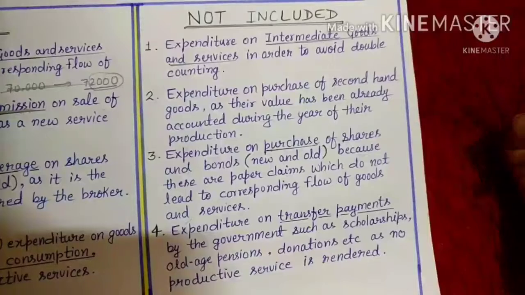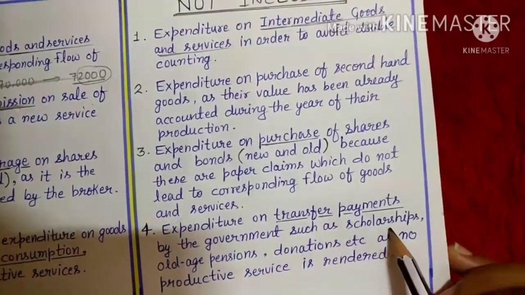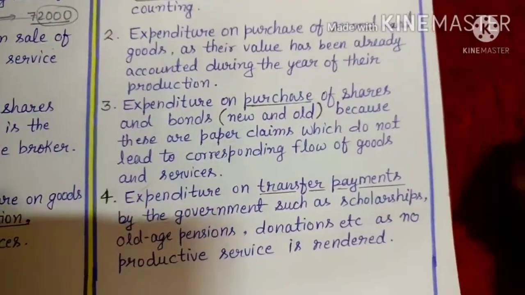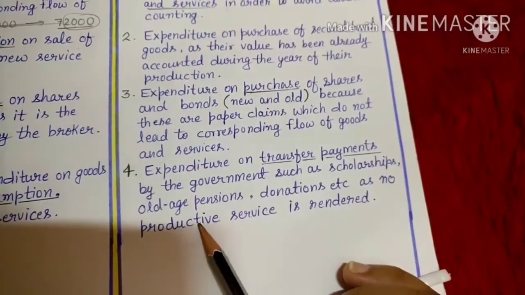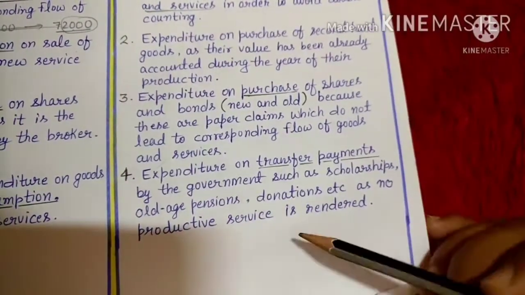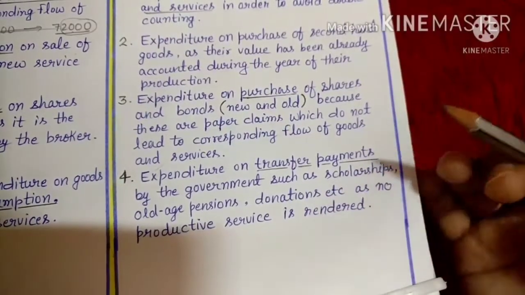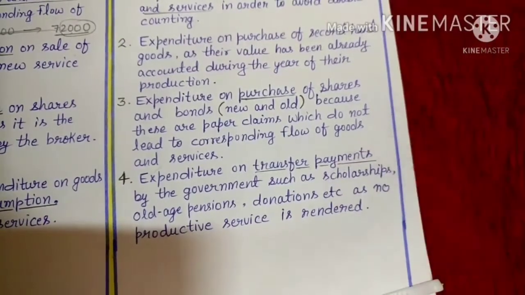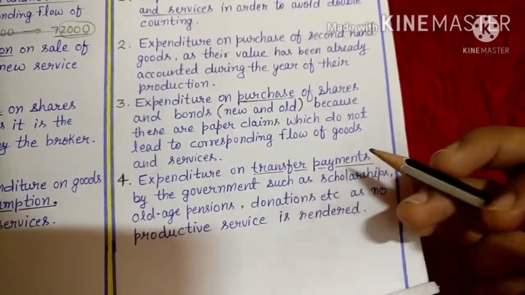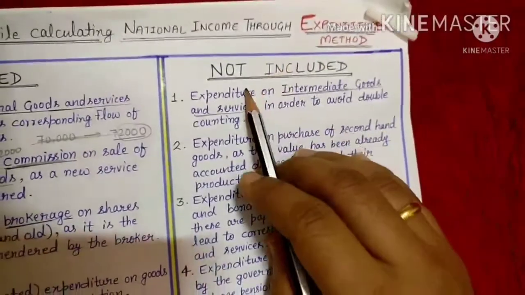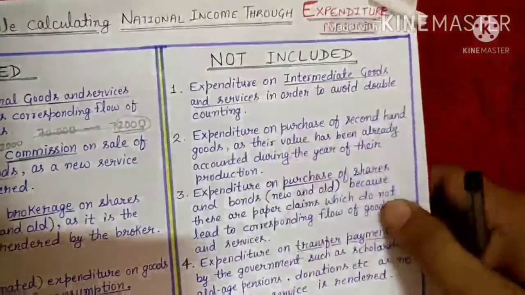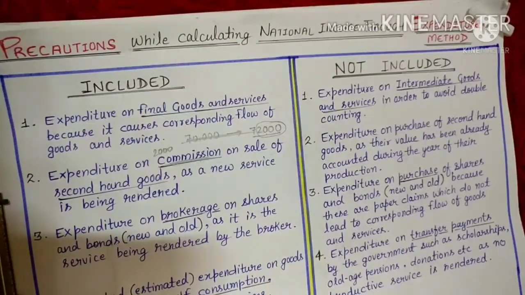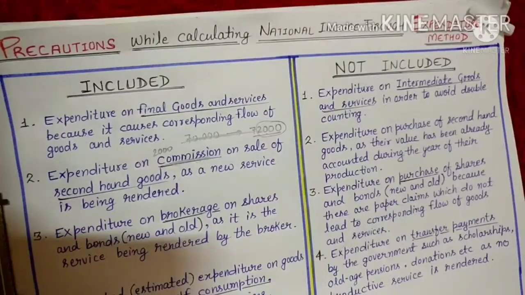Now which types of transfer payments are these? Like scholarships. We are giving scholarships to students, and students are not doing any productive services for that, but the government is giving them. Old age pension, given without taking anything in return. Donations. These are not productive services, but still the government is giving them. So these are expenditure on transfer payments, and these expenditures are not included in national income. Clear or not? These are the points, or precautions, which we should take while calculating national income through the expenditure method. I hope it is clear to you.